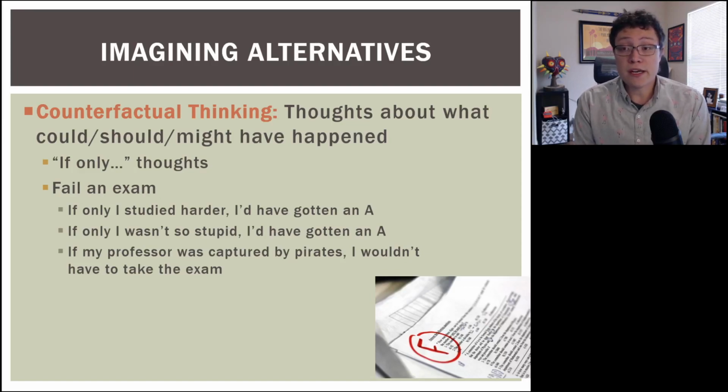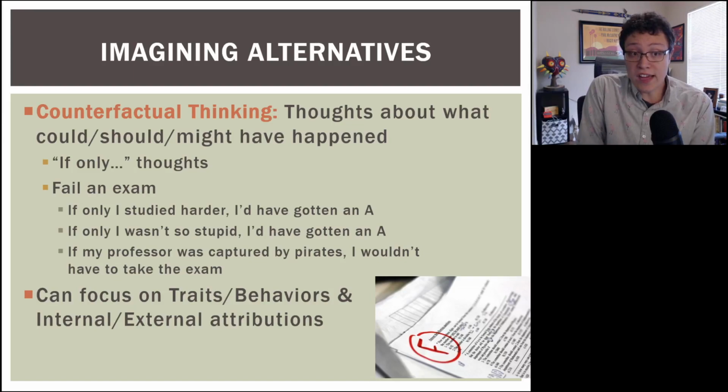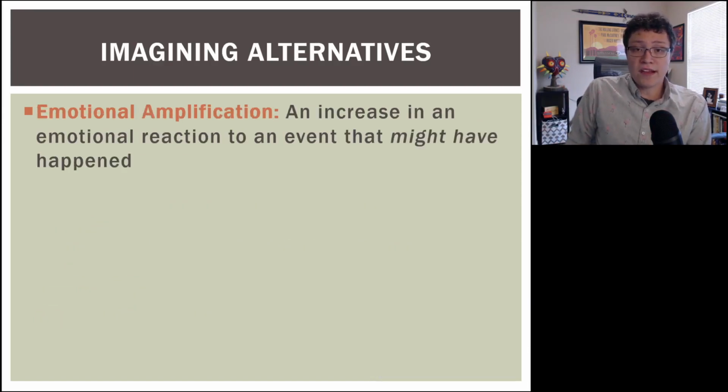Now, all of those imaginative alternatives, if they did happen, that's correct. But notice what people might be focusing on. Are they focusing on traits and behaviors? Studied harder is a behavior. Being stupid is a trait. And then we can also see this person is talking about an external attribution. If my professor wasn't captured by pirates, or maybe in the other case, didn't write such a hard exam, then these are ways in which we can actually amplify our feelings. An example of this is the idea of emotional amplification, an increase in emotional reaction to an event that might have happened.